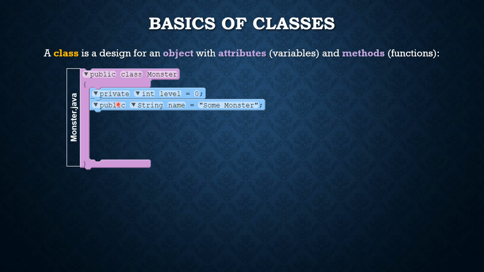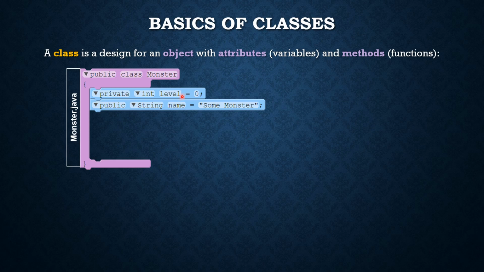We have two variables right now. One is int level, which is the level of this monster, and the second one is the string name, since the monster might have some name. What we mean by public and private you will learn in the next slide, but these are basically access modifiers, and they provide restrictions on how we can use these variables. You can think of it right now as this class monster having two different variables.